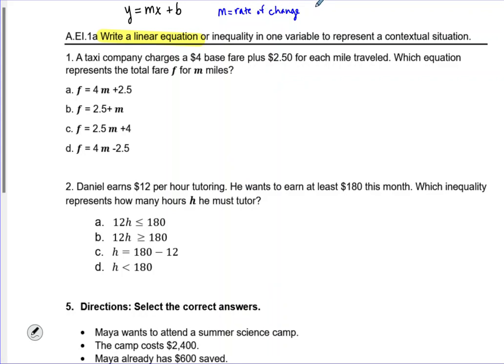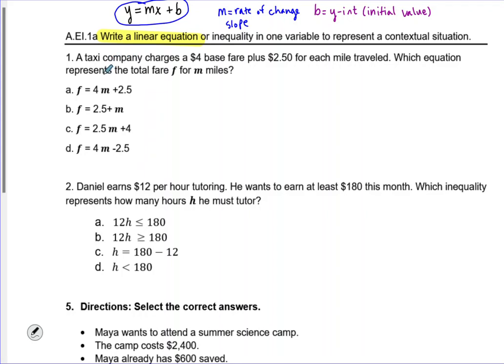And then the b is the y-intercept, meaning where does it cross the y-axis, or in other words, this is the initial amount, initial value, the starting point. Many ways you can say this. So b is the y-intercept, m is the slope. That's pretty much it. Just keep this in your mind. This is the form we want to write them in.